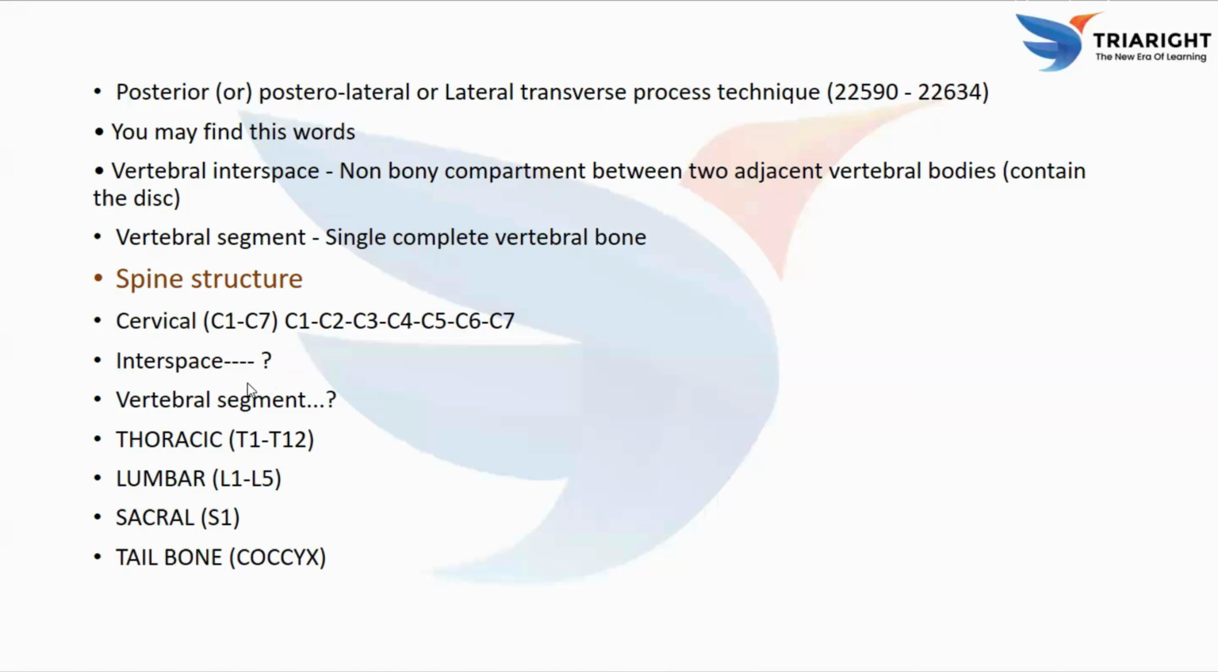What is an interspace? The disc space between two vertebrae. And what is a vertebral segment? It's only a single vertebral bone. So how does this apply to CPT coding? For example, a posterior fusion of L4 to L5 and L5 to S1. The interspaces fused here are 2 and the vertebral segments involved are 3. So you code for 2 levels, but not for 3.